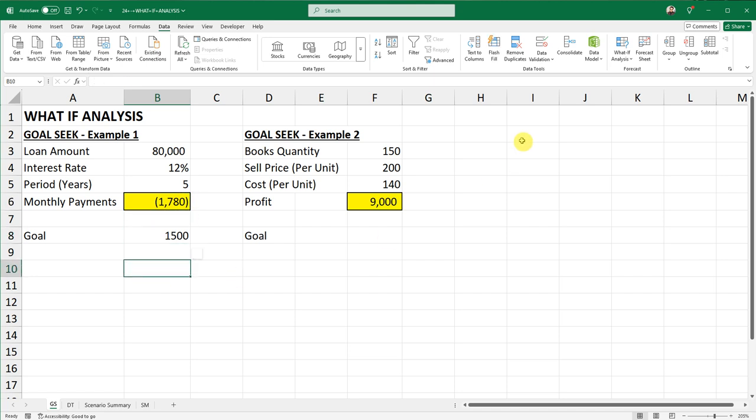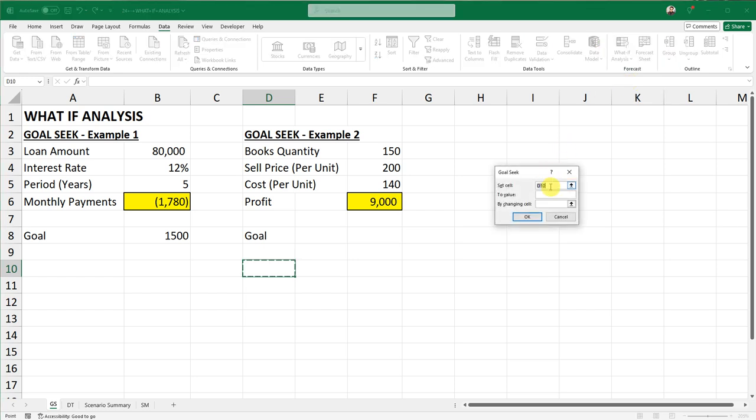Okay. So our goal was to make the monthly payment 1500, right? And we don't know the steps to reduce the loan amount. So what we can do is take help from the What-If Analysis Goal Seek feature. I will click on the Goal Seek feature, and this is very simple.